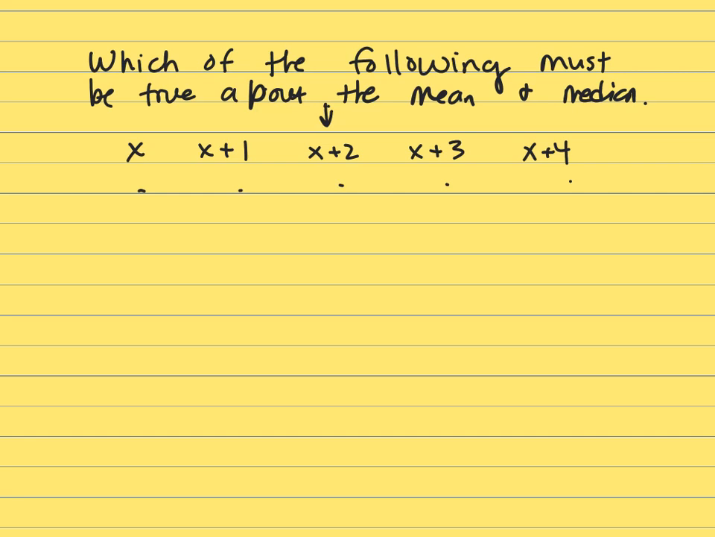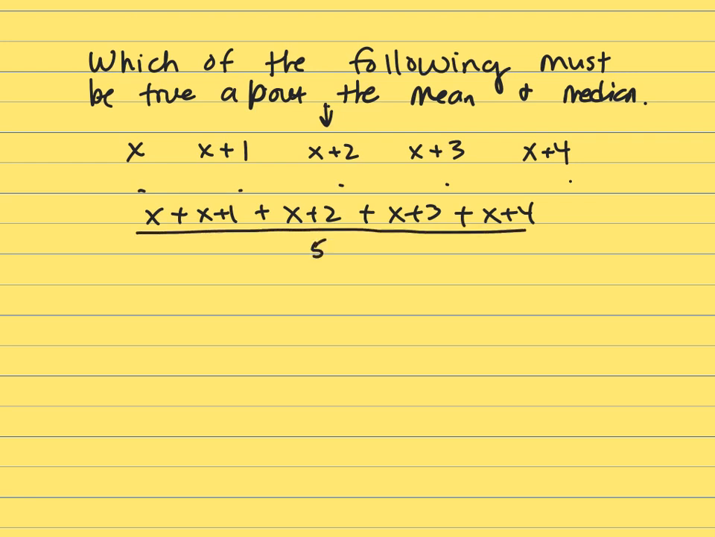Let's find the average. To find the average, we would add these up: x plus x plus 1 plus x plus 2 plus x plus 3 plus x plus 4, and divide by 5. So you've got 5x plus 10, divided by 5. And that's 5x over 5 plus 10 over 5, which is x plus 2. So the average is x plus 2. That takes care of Roman numeral 1.